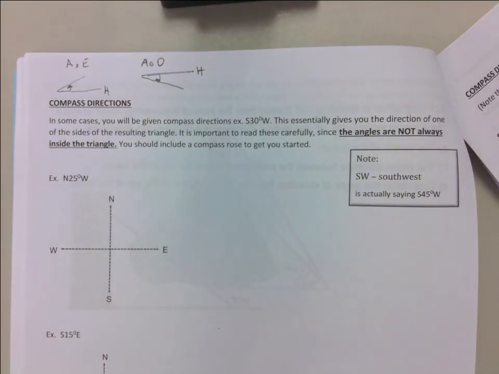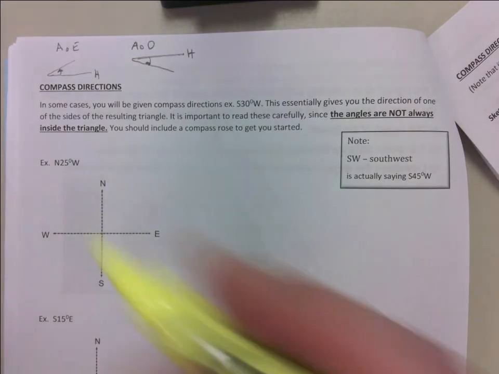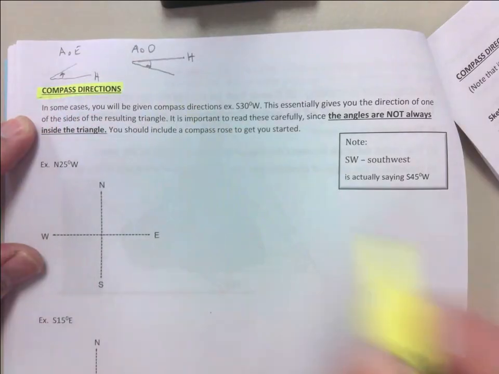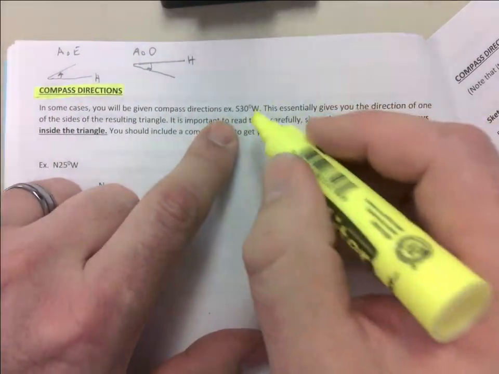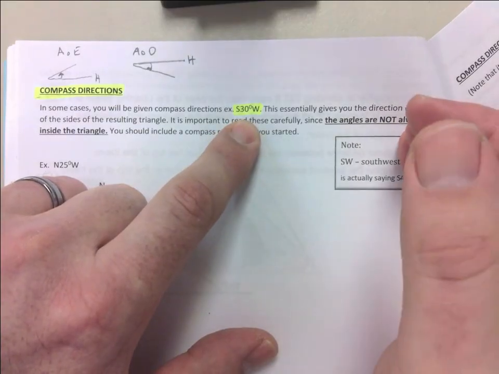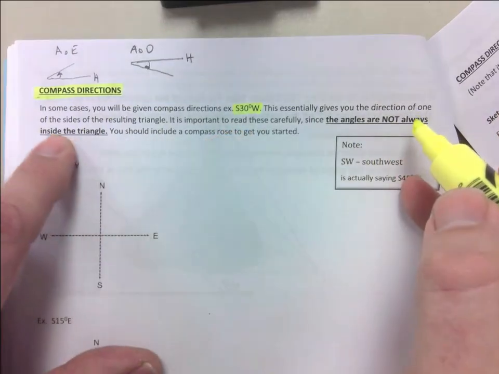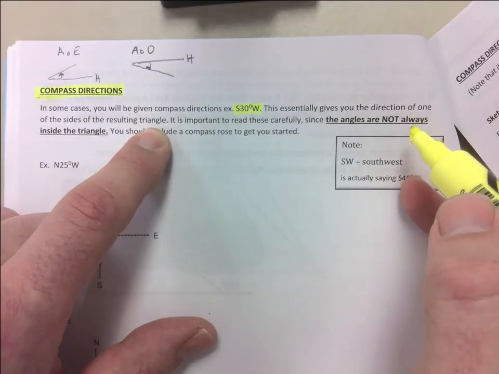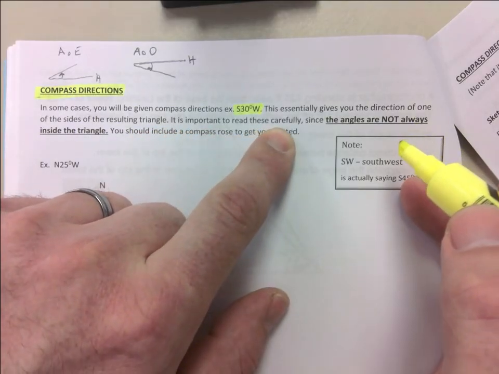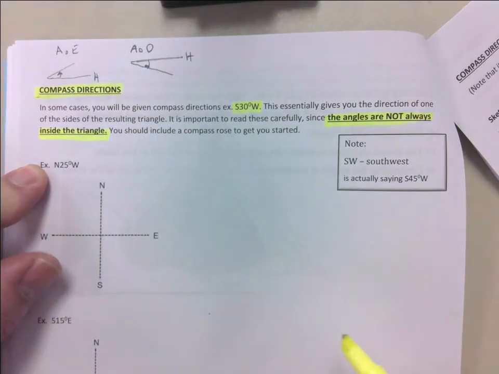If it's side, side, side, you know it's going to be cosine law. If it's side, angle, side, you know that it's going to be cosine law. But now we are going to deal with the compass direction questions. So when you have a question where it says someone travels south 30 degrees west, you know this is compass direction related. It essentially gives you the direction of one of the sides of the resulting triangles. It is important to read these carefully, since the angles are not always inside the triangle that you're going to end up with.